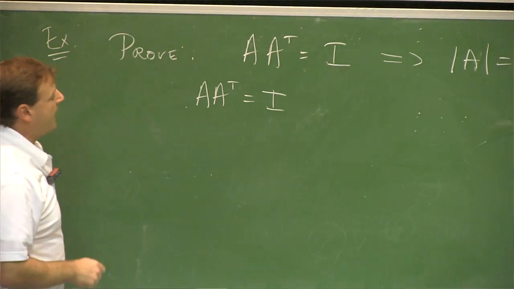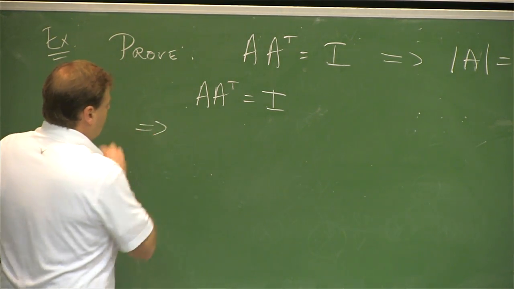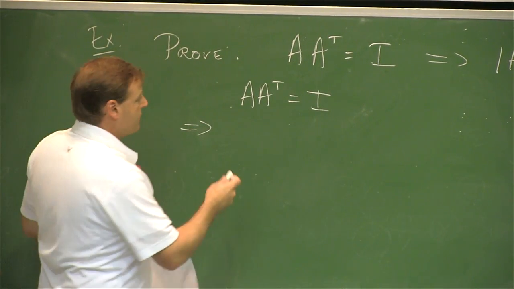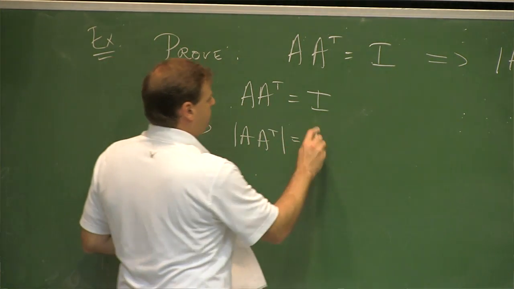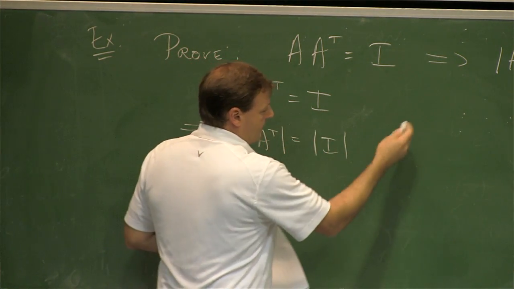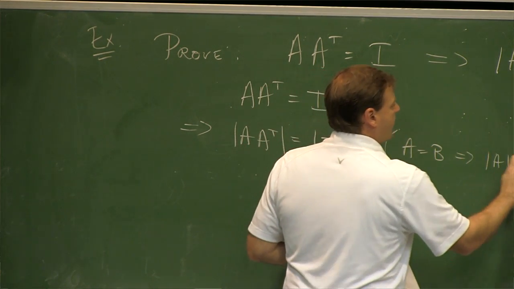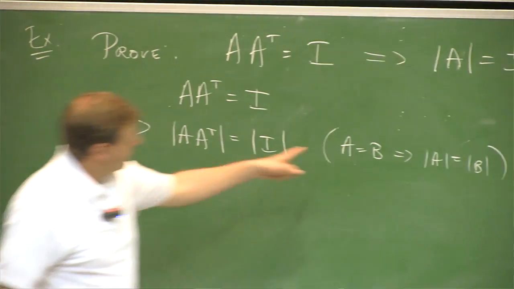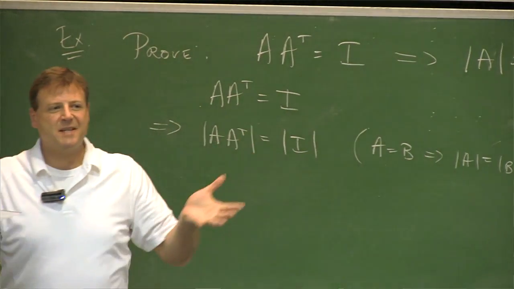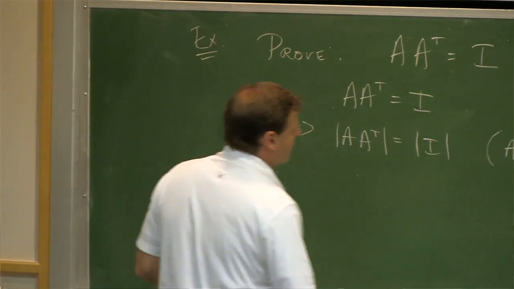So I start with this fact. Well, the first thing I'm going to do is take the determinant of both sides. And the idea here is if A equals B, then the determinant of A equals the determinant of B. Why is that true? Well, if A equals B, that means everything's the same. They're the same dimensions and every entry is the same, so clearly the determinant's going to be the same.